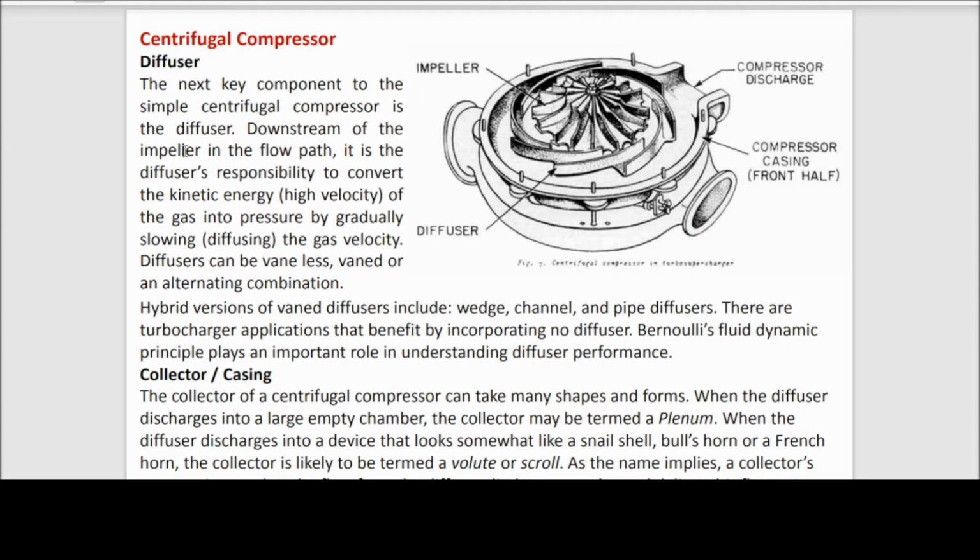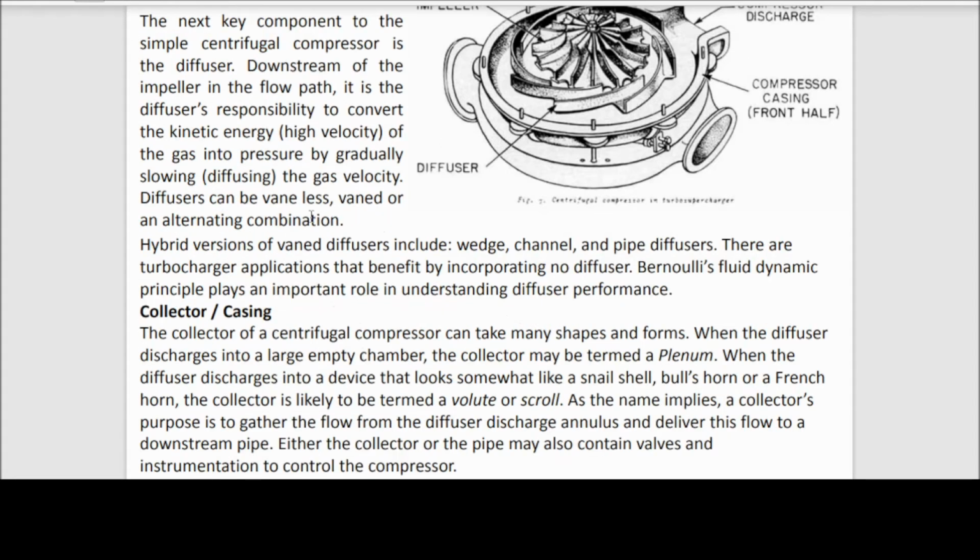The next part is the diffuser, the next key component of the simple centrifugal compressor. Downstream of the impeller is the flow path. After the impeller, the fluid flows through this diffuser. It is the diffuser's responsibility to convert the kinetic energy, the high velocity of the gas, into pressure by gradually slowing or diffusing the gas velocity. Diffusers can be vaneless, vaned, or an alternating combination. Hybrid versions of vane diffusers include wedge, channel and pipe diffusers.